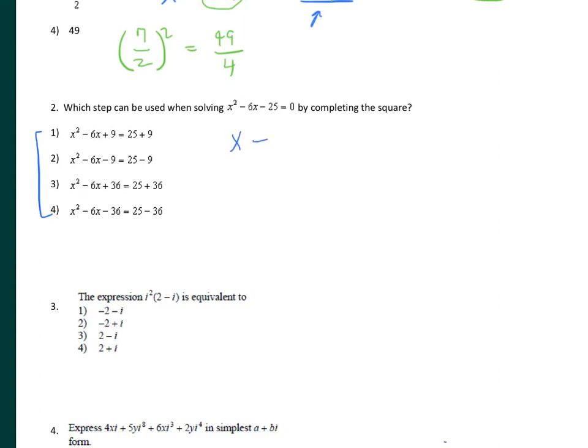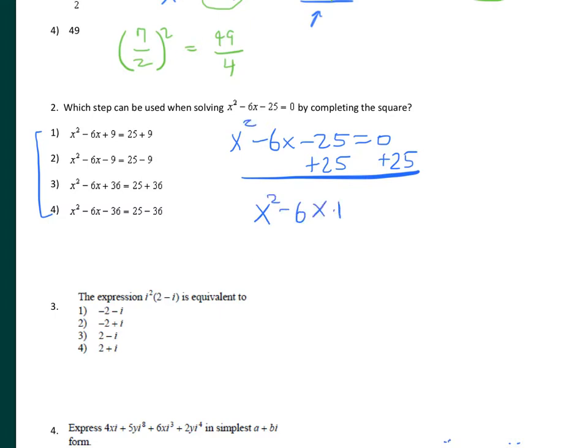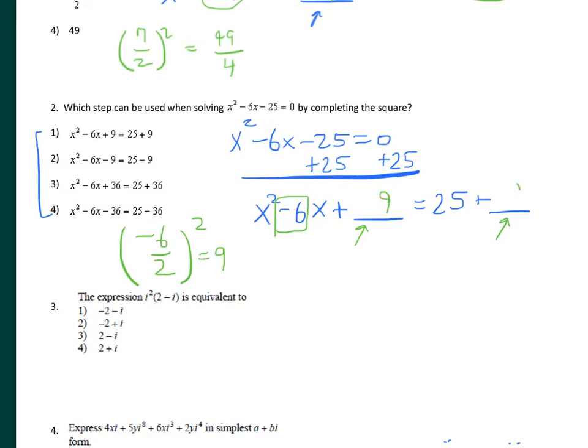If we take our x squared minus 6x minus 25 equals 0, the first thing we want to do is actually move this constant over to the right, in this case by adding 25. So this is an x squared minus 6x plus some number equals 25 plus that same number. The number we're adding to both sides is taking this coefficient of x, which is negative 6, taking half of it, and squaring it. So this is negative 3 squared, or 9, and that's the number we add to both sides. In this case, that's simply choice 1.